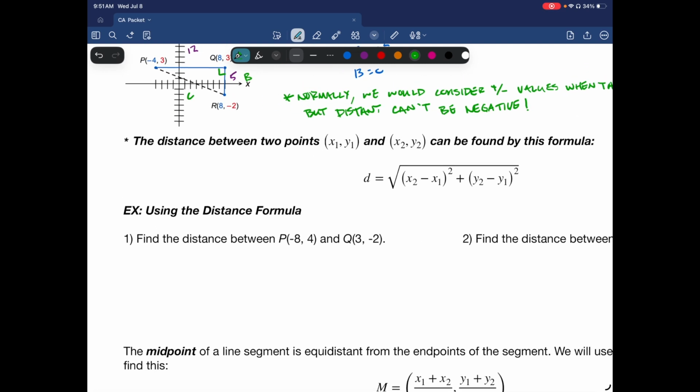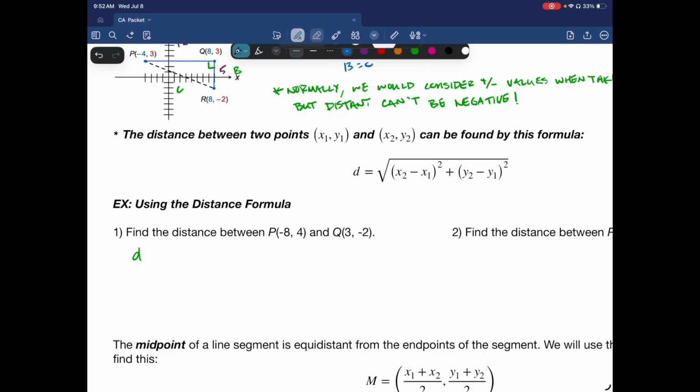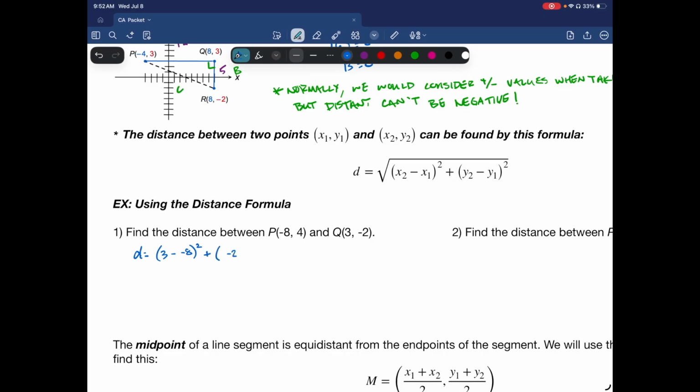So D equals the square root of 3 minus -8 squared plus -2 minus 4 squared. That's going to give me 3 plus 8 is 11, so 11 squared, plus -6 squared. That's 121 plus 36, which is the square root of 157. So the distance is the square root of 157 units.